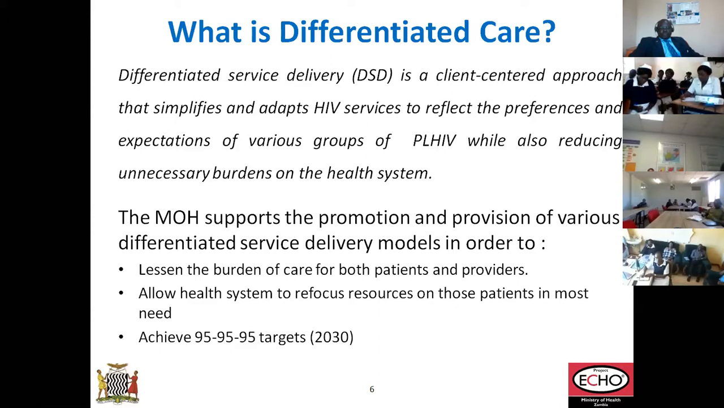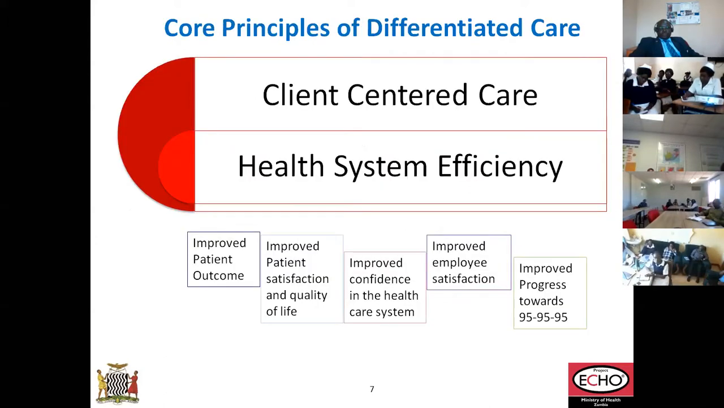This was totally embraced by the Ministry of Health in Zambia because it's going to lessen the burden of care for both the patients and the providers, and also allow the health system to focus resources on just the patients that are most in need. And again, because we're moving towards the 90-90 or 95-95 targets for 2030. Next slide.